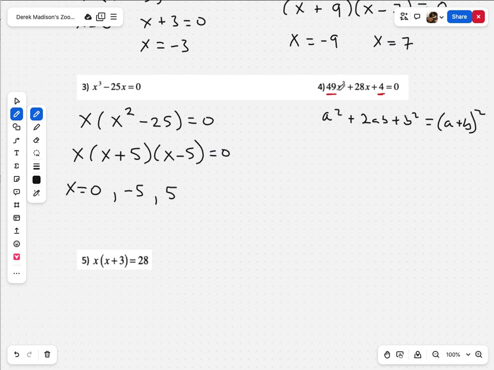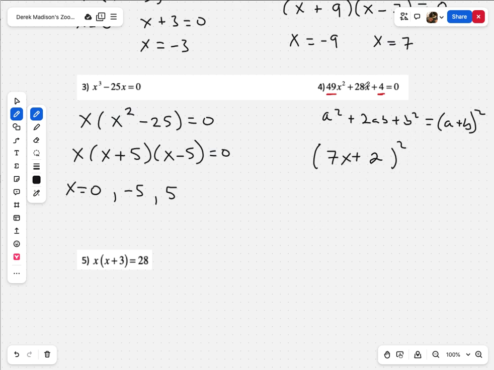Assuming that a squared is matching up to the 49x squared, then that means that plane A would be 7x, because 7x times 7x gets us back to 49x squared. Likewise, if b squared is matching up to that 4, and since it's a plus, then plane b would be 2 quantity squared.